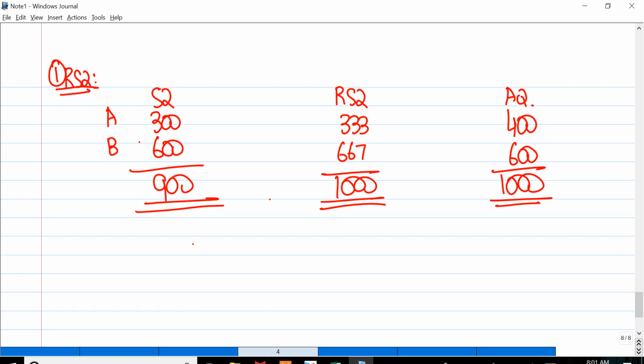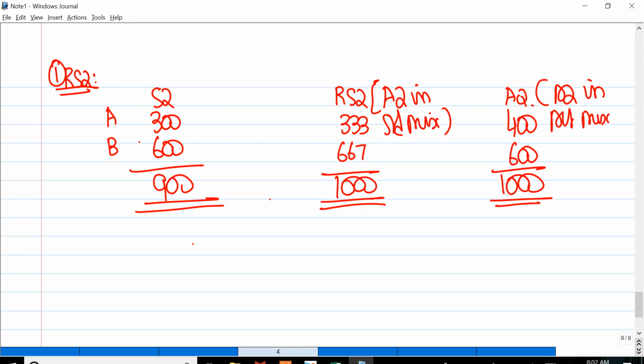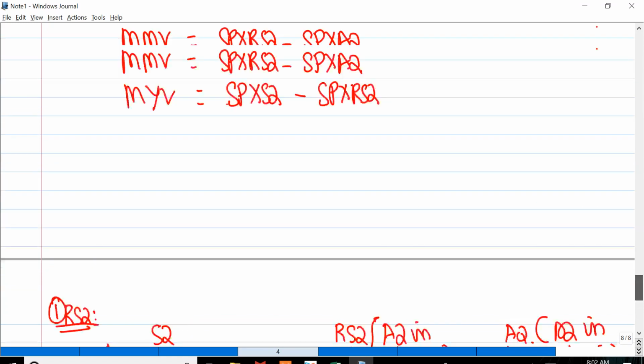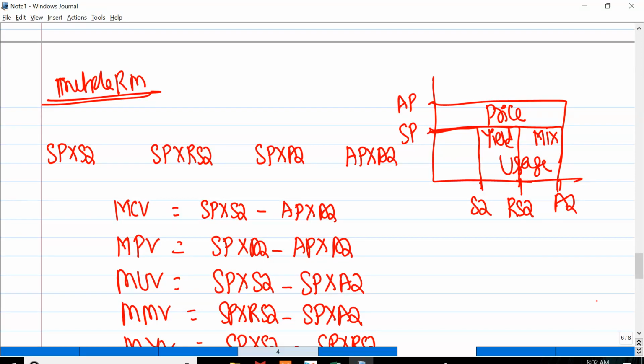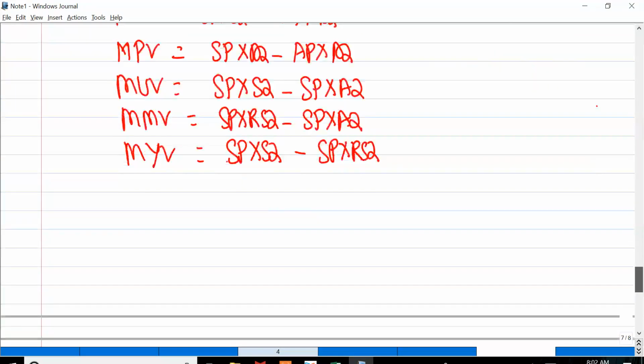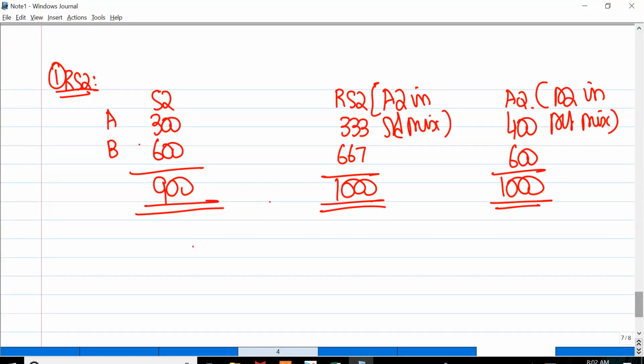Now listen, AQ is 1000 in actual mix. Actual mix is 40:60. RSQ is 1000 in standard mix, which is 1:2. Both are 1000 only, but one is in standard mix, this is in actual mix. The mix variance is the difference between standard mix and actual mix. That is where you would have seen the difference between RSQ and AQ being mix variance. So RSQ is basically standard mix, AQ is basically actual mix, the same 1000.